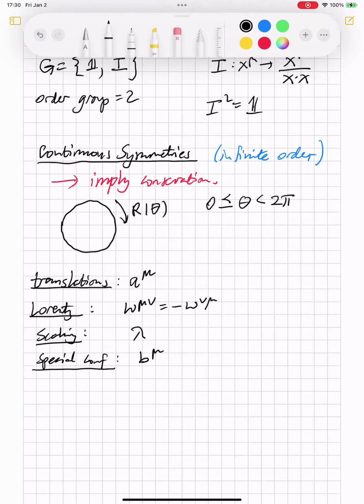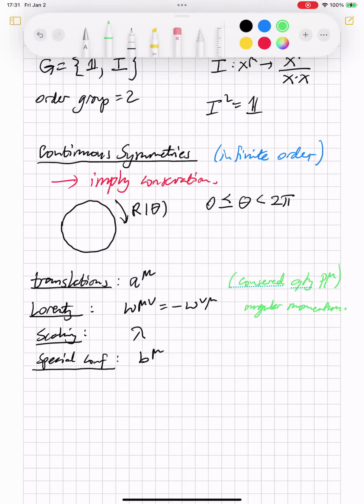Now, you may have heard, I'm not sure if you did, that from translations, the conserved quantity that we get is the momentum, p mu. From rotations, you may know that the conserved quantity that we get is the angular momentum. Now, I don't know if you know what the conserved quantity related to the Lorentz boosts is. So we're going to talk about that. And then we'll want to find out what are the conserved quantities associated with scalings and with special conformal transformations. And that's what we're going to be doing next.